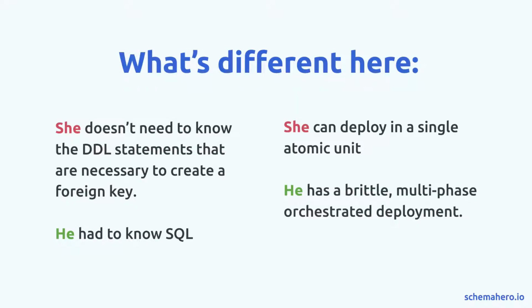The Django developer, she doesn't need to know that DDL statement to create the foreign key. She just adds it in using her ORM. And our Java developer had to know the SQL statement in order to create that foreign key.